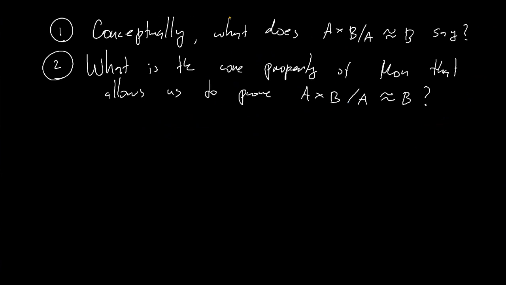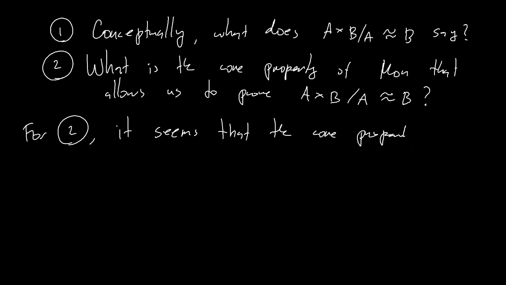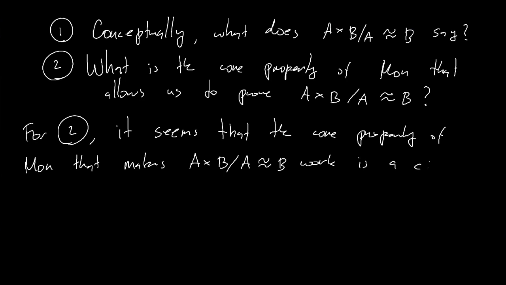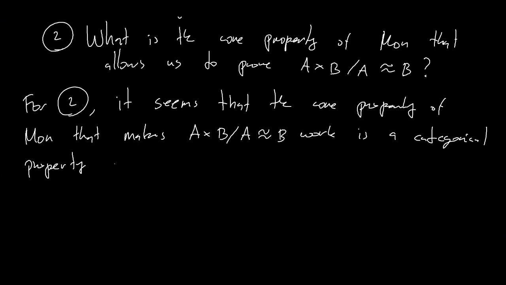So for the second part, it seems that the core property of monoids that makes the isomorphism work is a categorical property, which we don't know yet what it is, but we know what its algebraic shadow is. It's a categorical property, if we can find such.